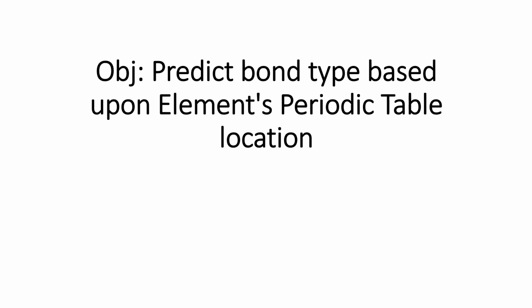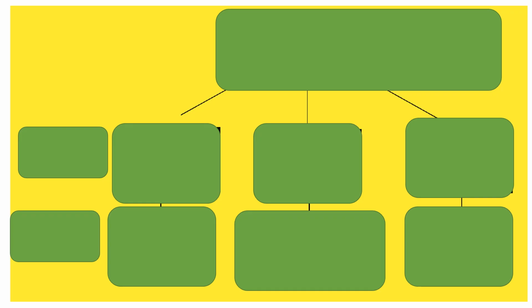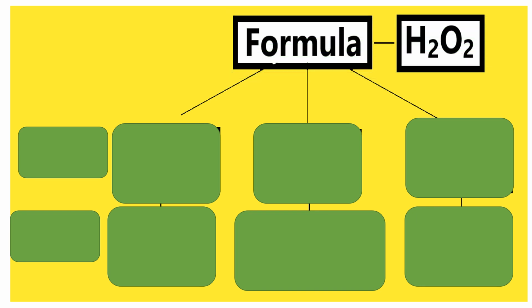Purpose of this video is for you to be able to predict bond type based upon an element's location upon the periodic table. Now, in order to do this, you're going to need to know the element's formula. And the formula is basically what elements are involved.